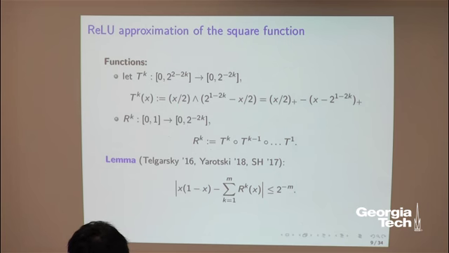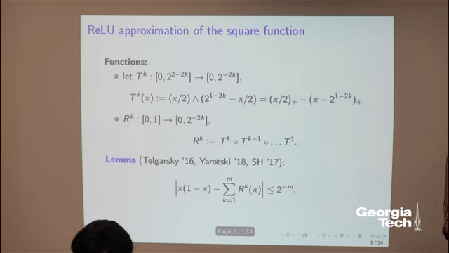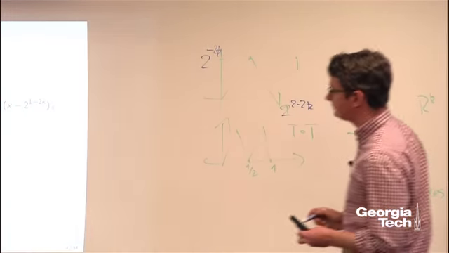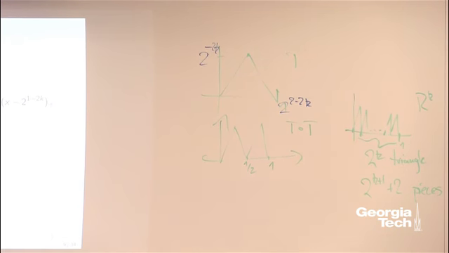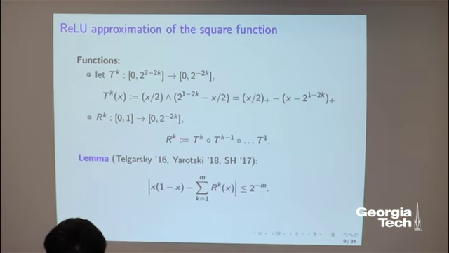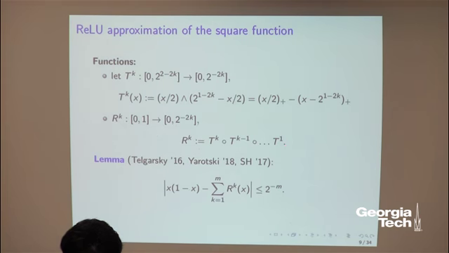So we now introduce the T_k's. They are essentially just the same as before, but now we rescale them, with 2 to the minus 2k here, and 2 to the 2 minus 2k here, something like this. Otherwise it's still the same thing, and it allows us to make the network parameters smaller. And then we define R_k as the composition of T_1 to T_k.